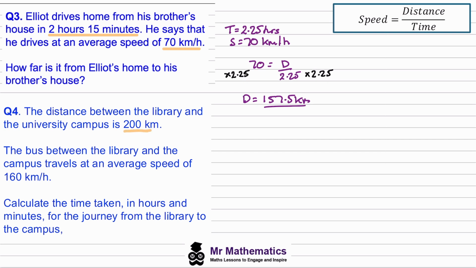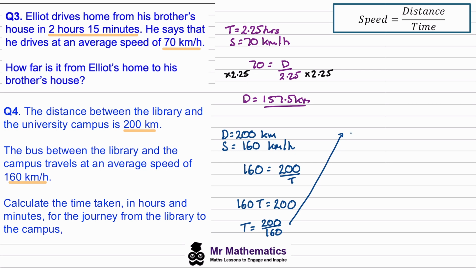So we've got the distance of 200 kilometers, and we've got the speed. So we'll substitute both of these into our equation. And then to work out the time, we need to move the t to the left-hand side. So we get 160t equals 200, and then we'll divide both sides by the 160. So the time will be 200 divided by 160 or 1.25 hours. In hours and minutes, we know this quarter of an hour is 15 minutes. So this will be the total time.